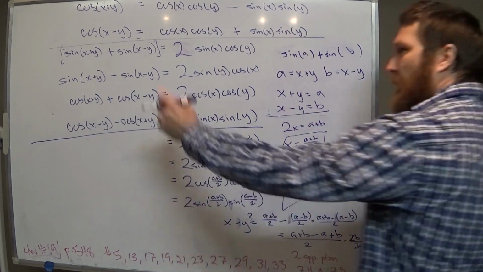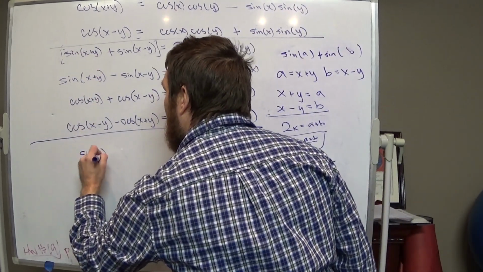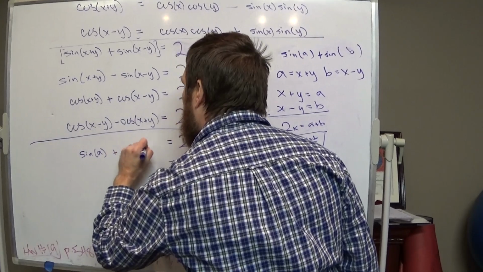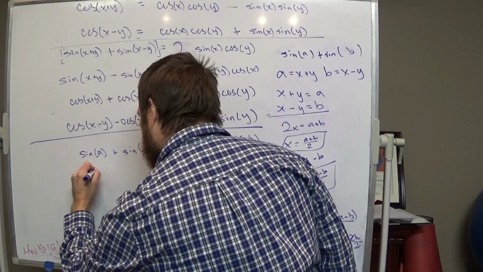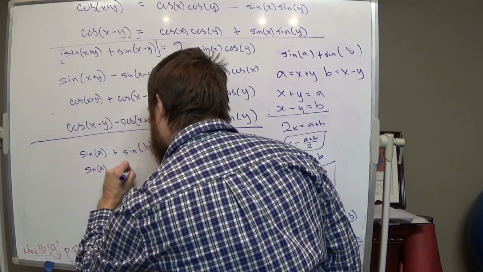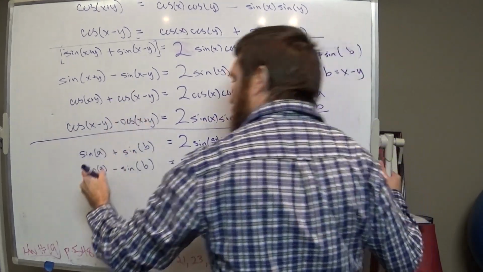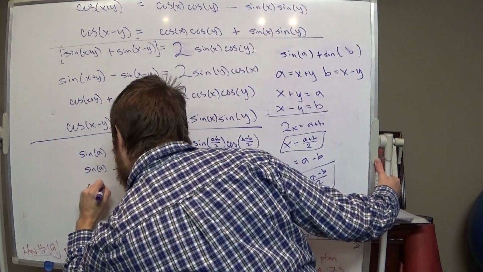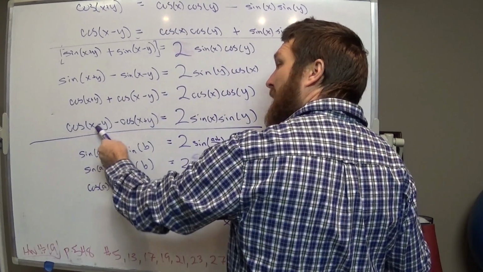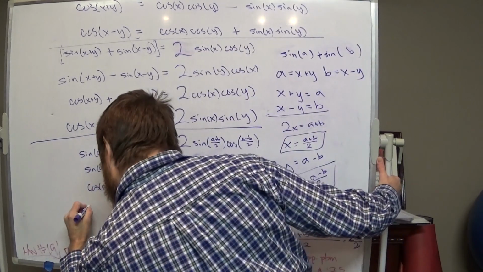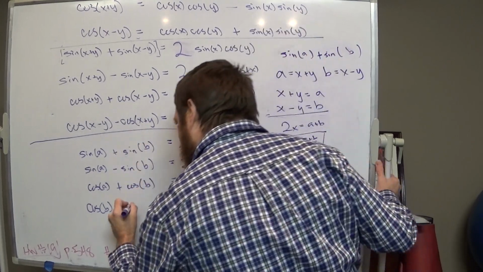So, on the left-hand side, we have sine a plus sine b. Sine a minus sine b. Cosine a plus cosine b. Finally, cosine b minus cosine a.